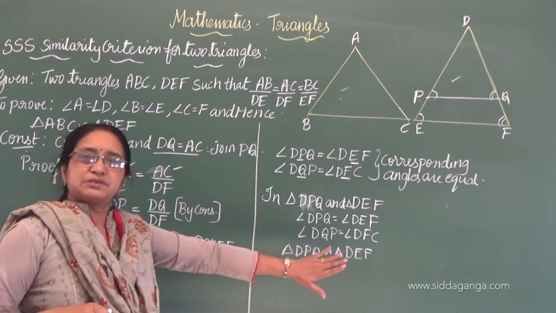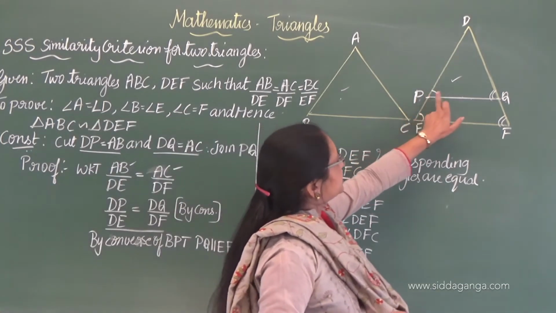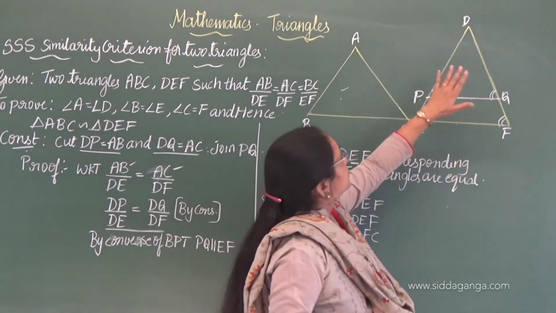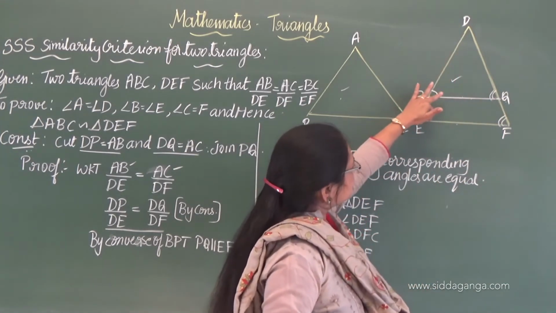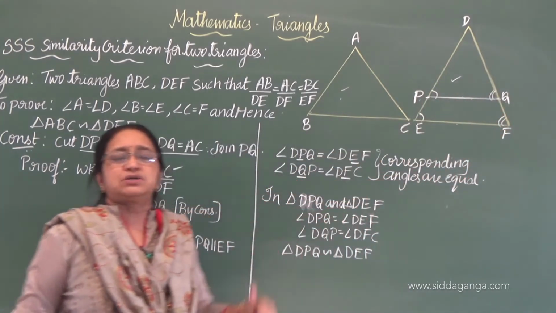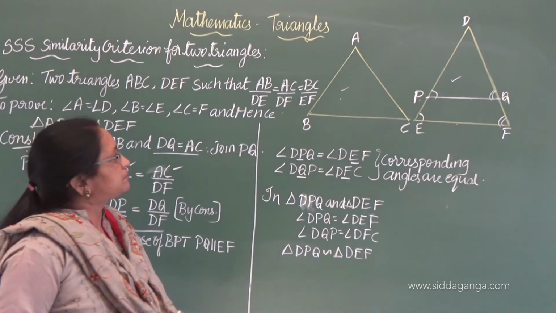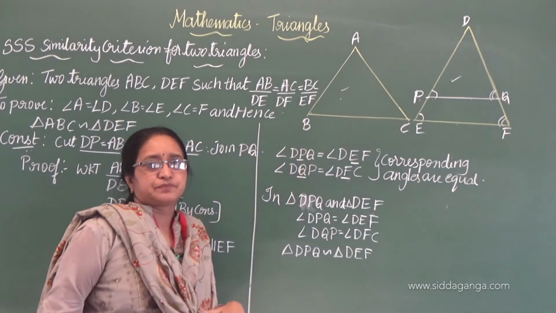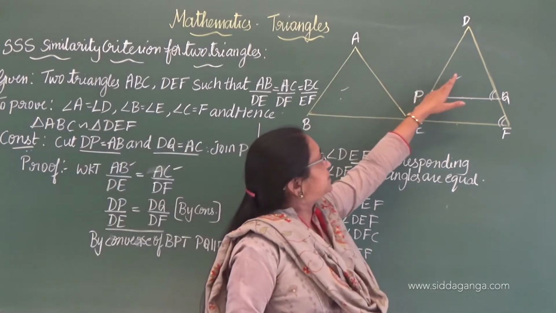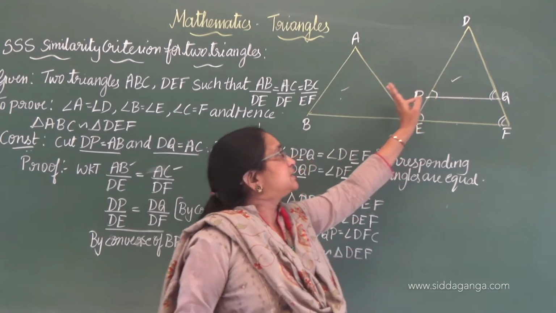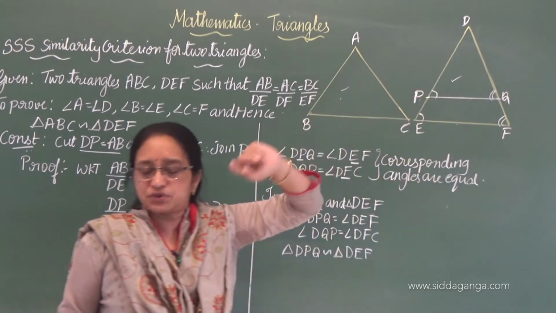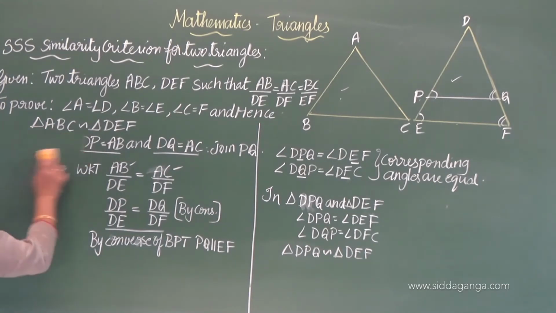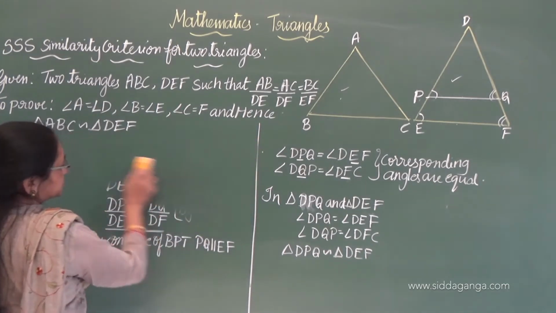Now, the second step is completed. What I did: first I proved PQ is parallel to EF. Next, we proved DPQ is similar to DEF. Now what is the third step? Third step, I have to prove PQ is equal to BC. Then I can say that these two triangles are congruent, okay. So for that, I will rub this part, construction. I hope you understood till now.